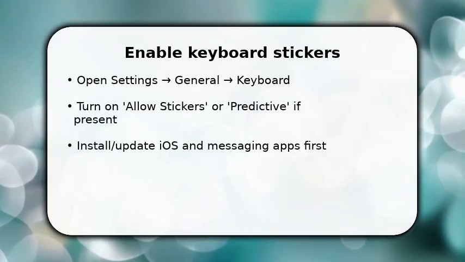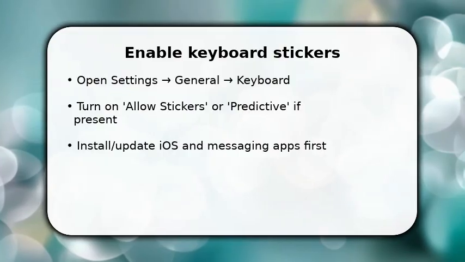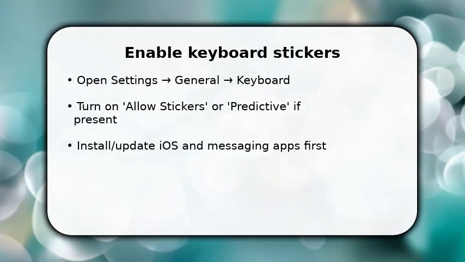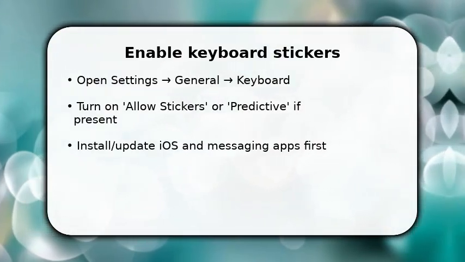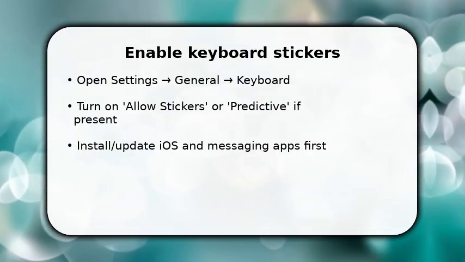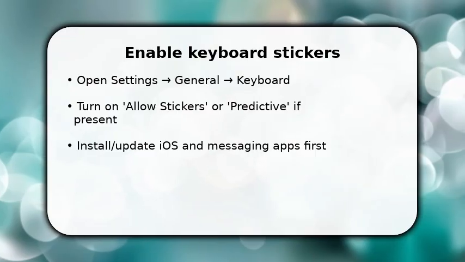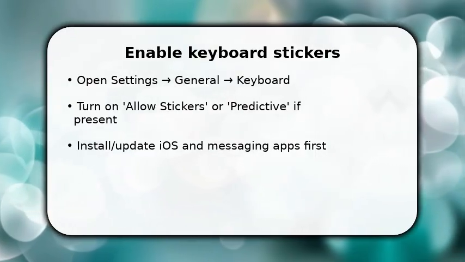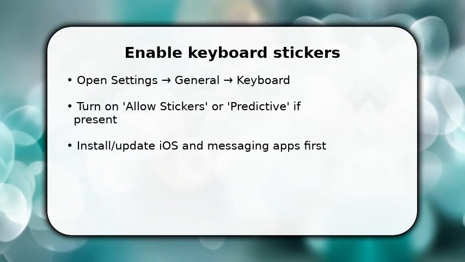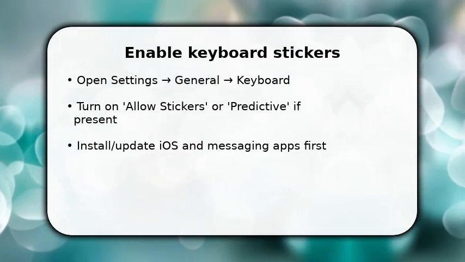You'll start by enabling what lets stickers appear. Open Settings, go to General, then Keyboard. Enable any sticker-related toggles and predictive text so the keyboard can suggest graphics. If you use a third-party keyboard, install it in Keyboards and allow full access. This permits sticker packs to integrate.